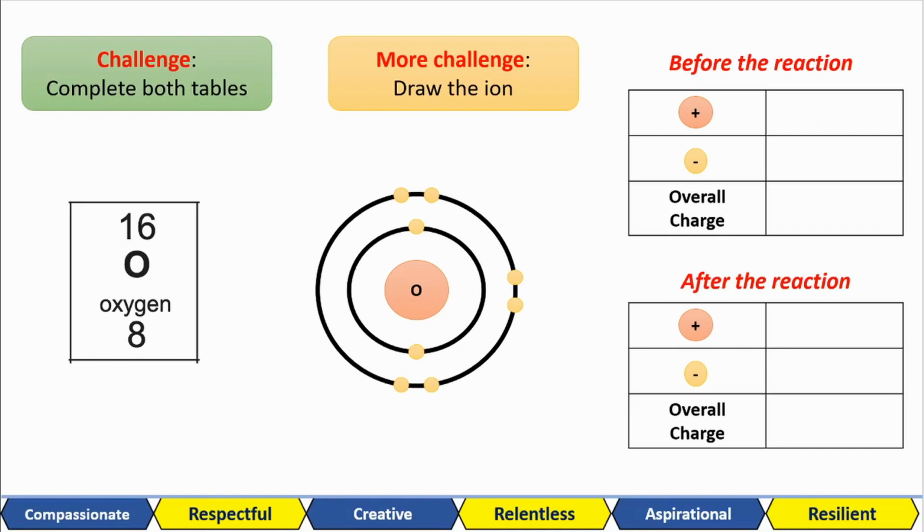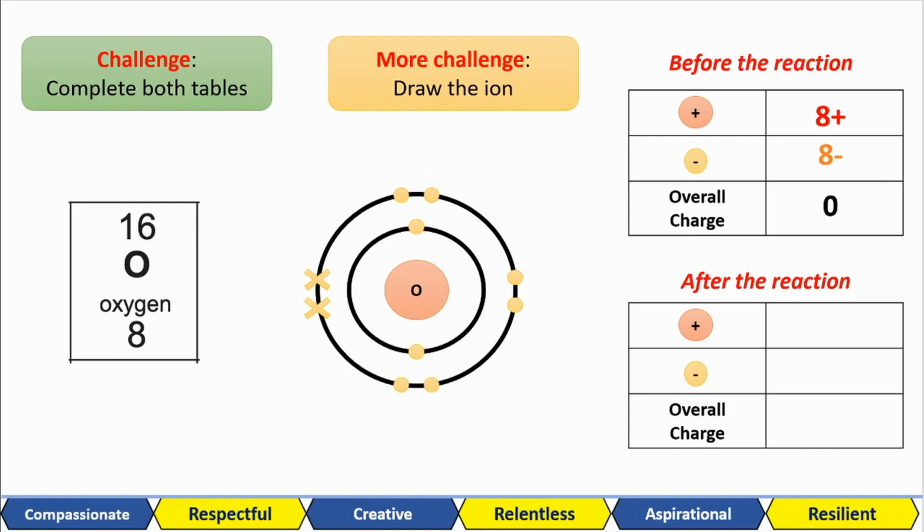Before the reaction we had 8 protons because our atomic number is 8. Therefore we had 8 electrons to form a neutral atom. It's easier for oxygen to gain 2 electrons than to lose 6 electrons to form a full outer shell.